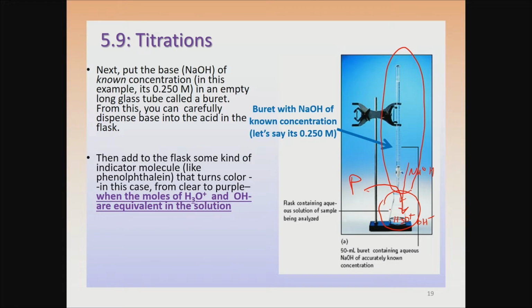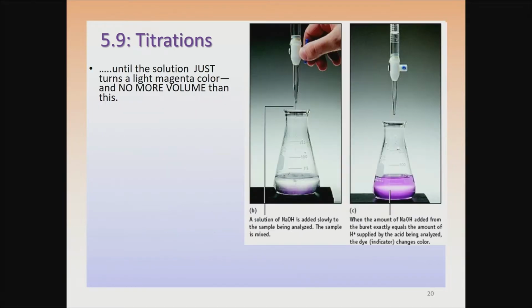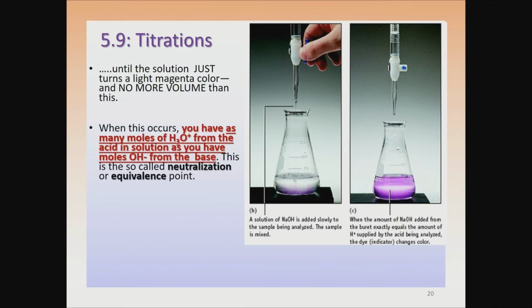The neat thing about the phenolphthalein is that when it is in a solution that is almost all acid, in other words almost all hydronium, then the phenolphthalein remains clear. However, when you've added enough base such that the moles of the hydroxide are equal to the moles of hydronium from the acid, then the phenolphthalein changes color.